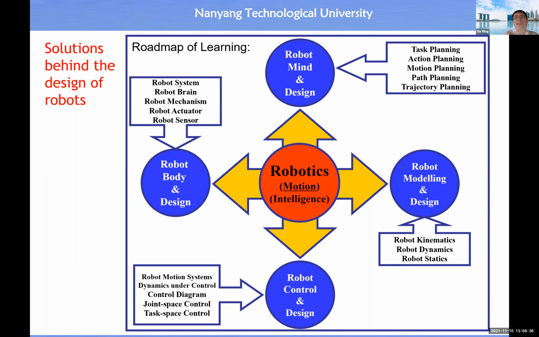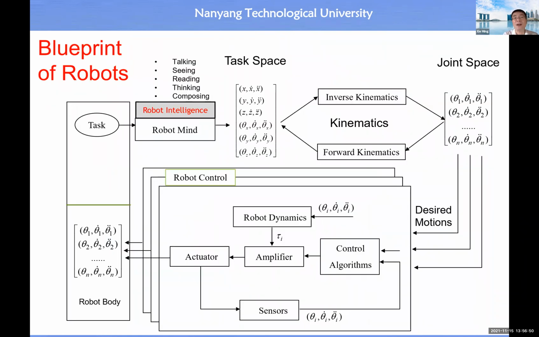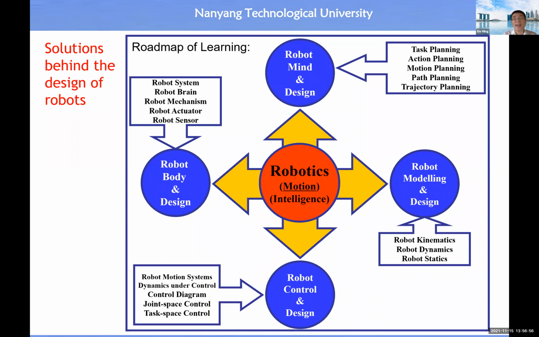So this slide basically shows you the topics that you are going to study within this course. With the knowledge about all these topics, you should be able to come out this functional diagram of your robot, all right? And I structure all these topics into 4 modules. Module number 1 is about the robot mind, which will include these topics such as task planning, action planning, motion planning, path planning, trajectory planning.